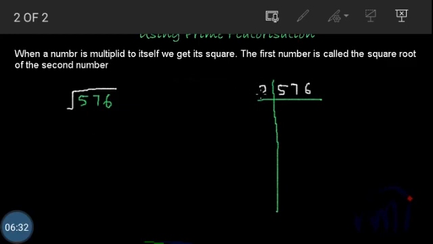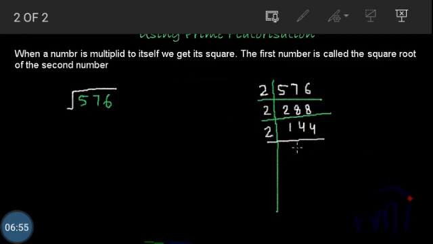So if I divide it by 2, 2 2s are 4, 2 8s are 16, and 2 8s are 16. And again we have 8 at units place, so it can again be divided by 2. So if I divide it by 2, 2 1s are 2, 2 4s are 8, 2 4s are 8, right? And again it can be divided by 2.